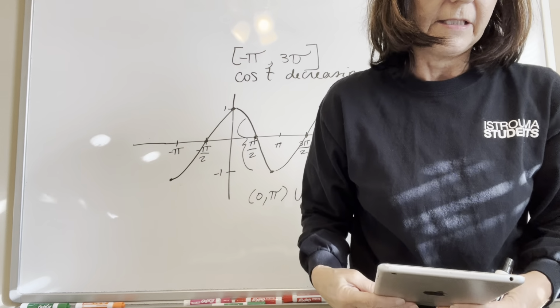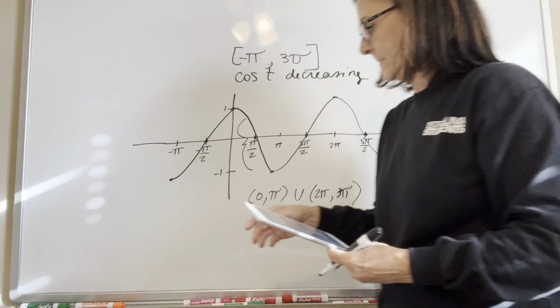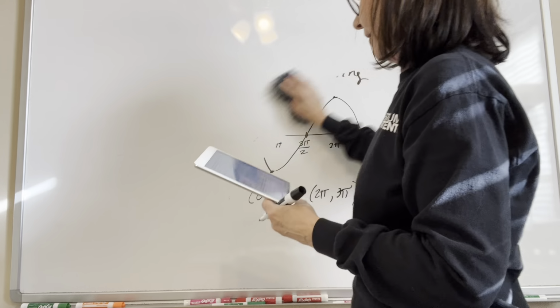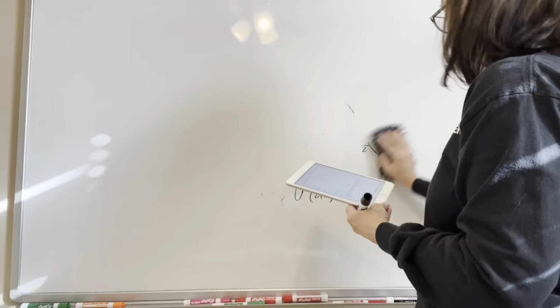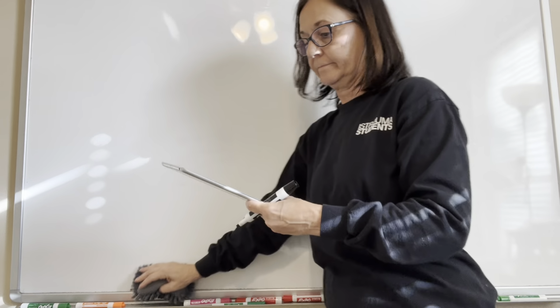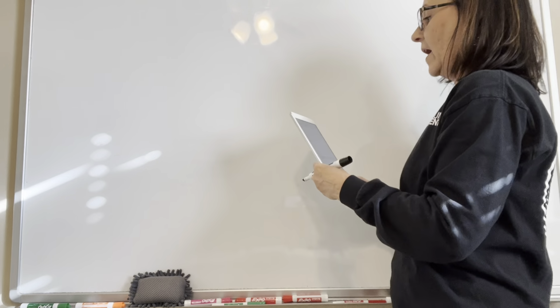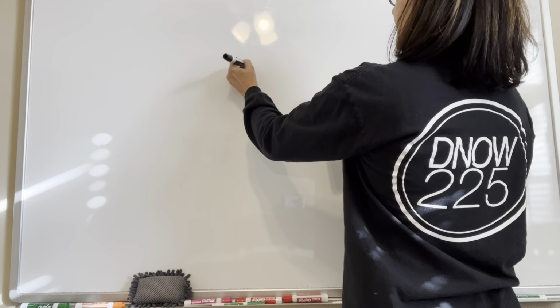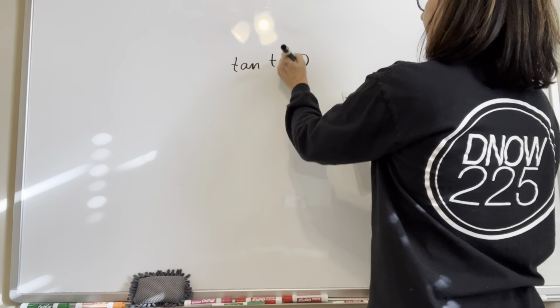That's number 16. Number 20. Well, not really number 16. I made it up, huh? All right, number 20. It says, find the exact values for which the given statement is true. The tan of t equals 0.